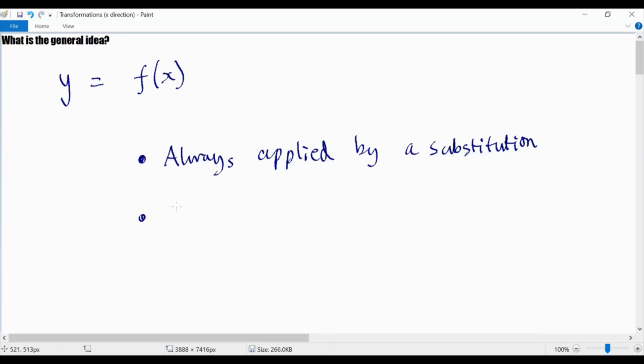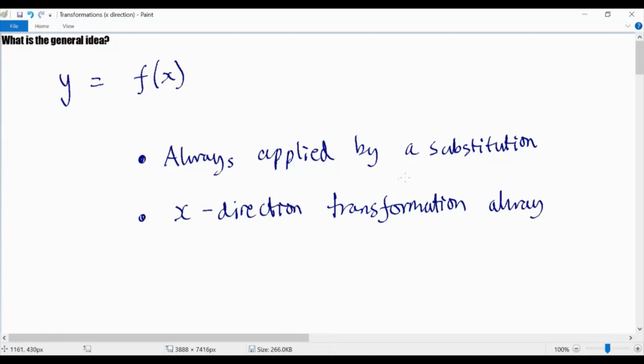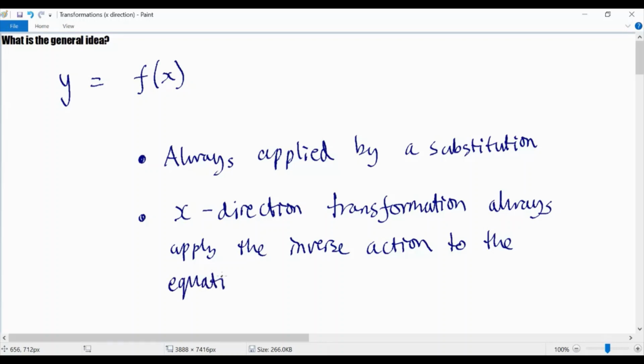So therefore, I'd say x direction transformations always apply the inverse action to the equation as part of the substitution. That's probably not the most eloquent way to word it. I think the best way, ultimately, is just to show you examples, and you'll quickly see what I mean, hopefully.